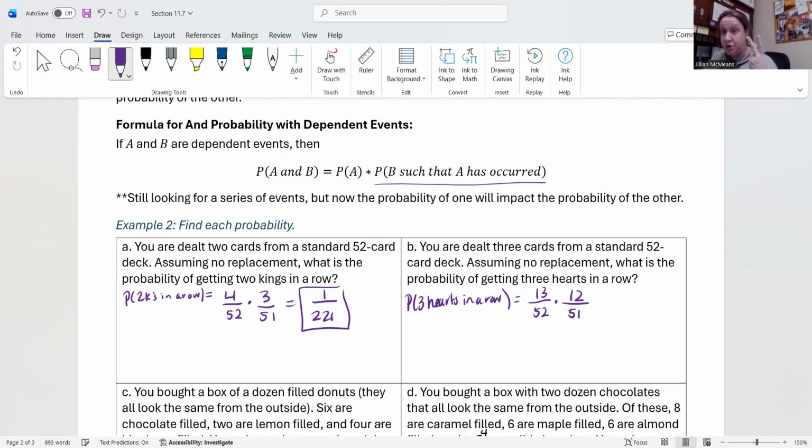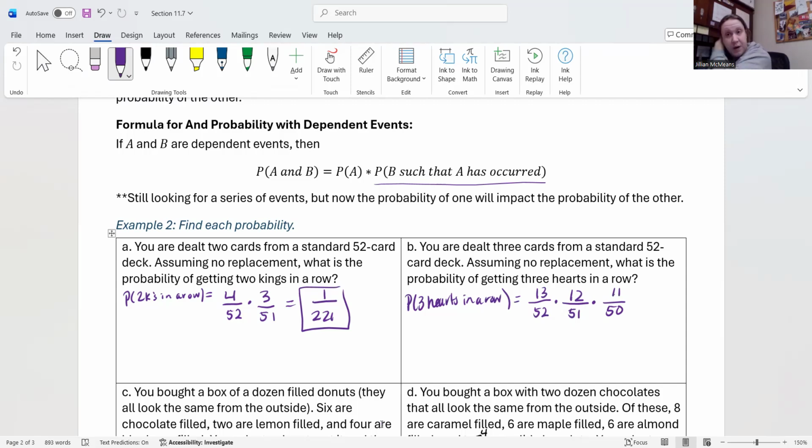So now you're holding 2 cards, okay? So for your third draw, you no longer have 52 cards. You no longer have 51 cards. Now for your third draw, you have 50 cards. And of those 50 cards, 11 are going to be hearts, okay?